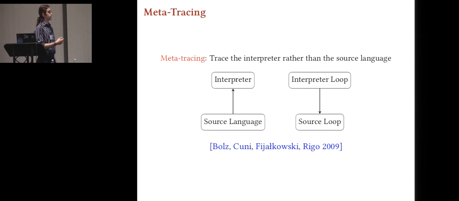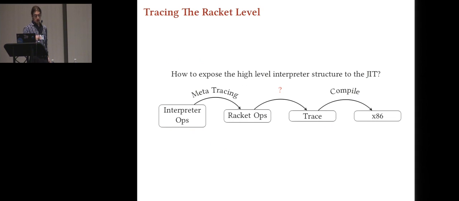So rather than tracing operations as performed by the source code of our language, we instead trace the operations as they're performed by the interpreter itself. This is known as meta tracing, and this is how the RPython JIT manages to be language agnostic. So now we've reduced the problem of tracing Racket to observing what the interpreter does.